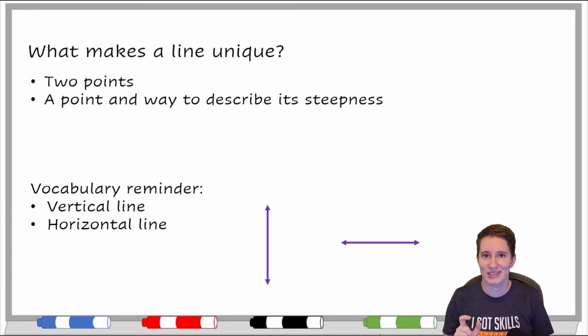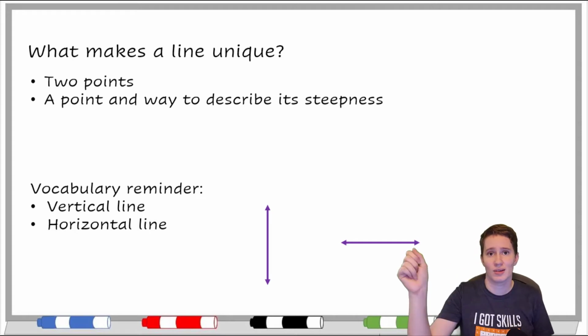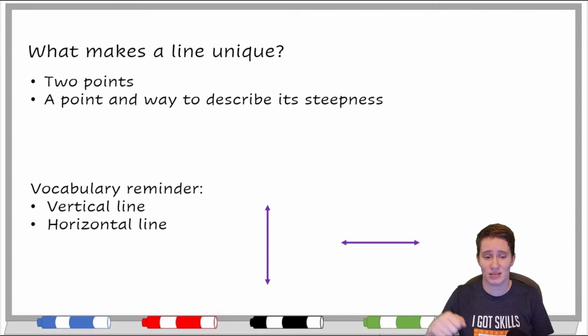To sum up what makes a line unique, basically there's two things that we could do that we would know for sure that we were talking about the same line, a unique line. One would be for us to pick out 2 points. So if I'm trying to tell you about a line that I want you to draw, I could tell you 2 points, you draw those 2 points, put a line through those 2 points and pass it on either side, and we would know that we were talking about the same line.